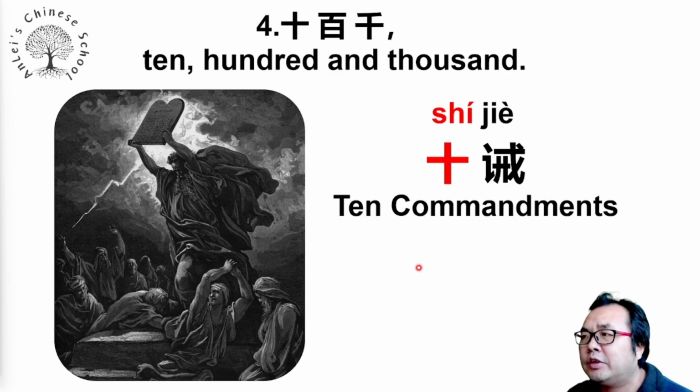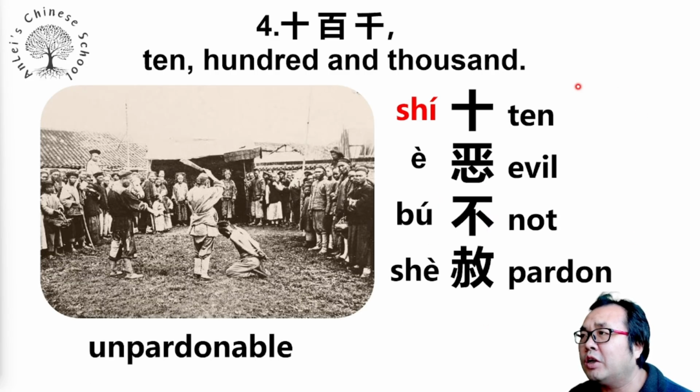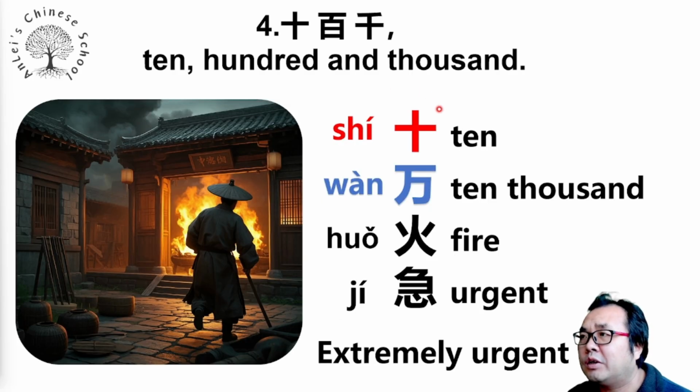In the Bible, there are 10 commandments, 十诫. And we have one idiom, 十恶不赦, 10 evils, not pardoned. That means unpardonable. In ancient China, the top one was overthrowing the dynasty. Another idiom is 十万火急, 10,000. We'll learn 10,000 in the future. It means extremely urgent. 十万 is 100,000. It doesn't mean a specific number. It's a way of exaggerating to stress that the situation is extremely urgent.